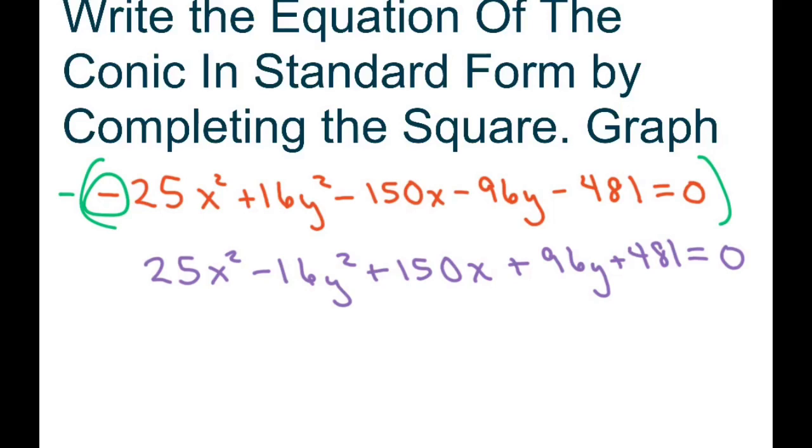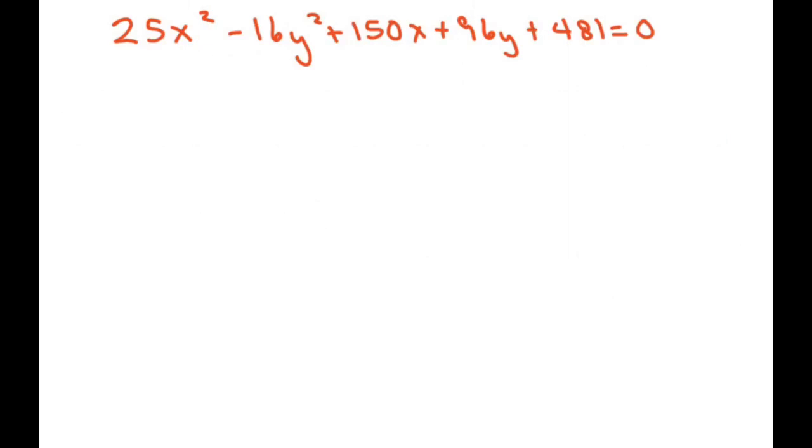We also know that if you look at your squares here, one is positive and one is negative. So that means this is going to be a hyperbola. So we have to get the pertinent information for that. So anyway, here it is, and we're going to complete the square.